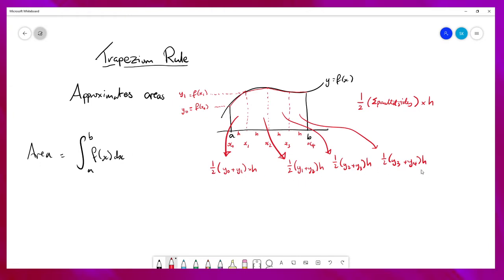Now we can see, if we're going to work out an approximation for this area, we take all of these and we add them together. And we can tidy this up and factorize a little bit. You can see that each of these terms has a half in and an h. So we can take a half h outside our bracket, leaving us with the following.